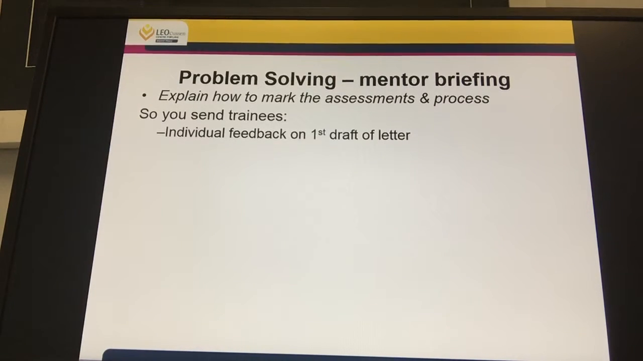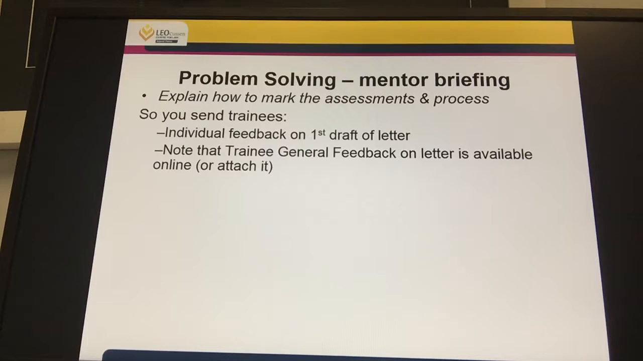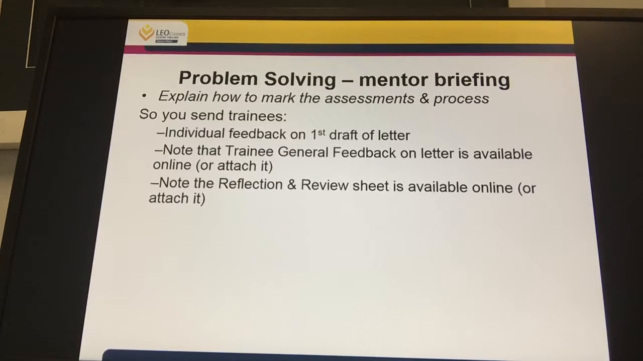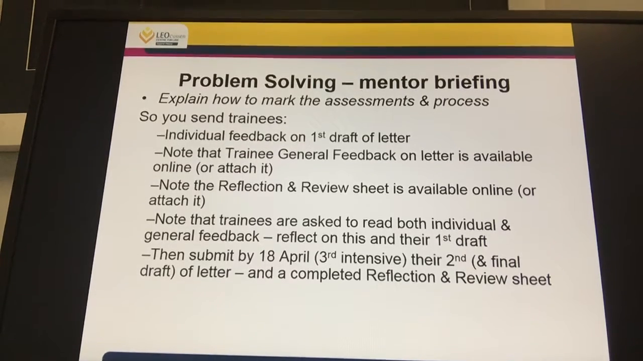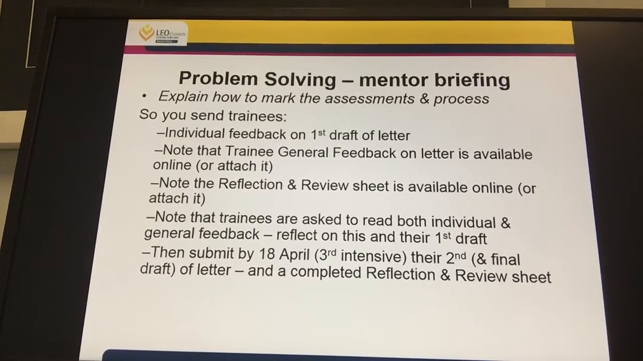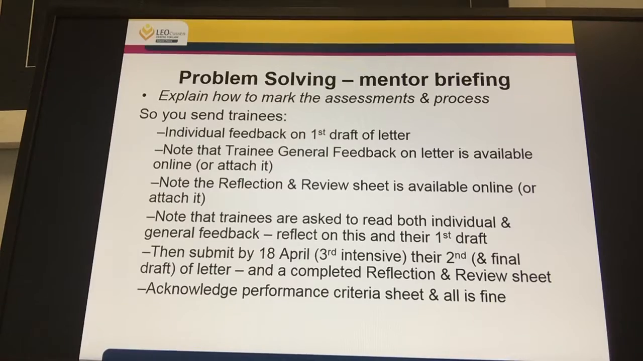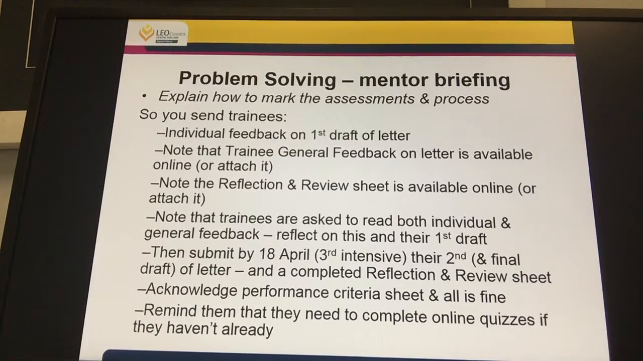What you send to your trainees initially is individual feedback on the first draft, however you want to do that. Note that the trainee general feedback on the letter is available online, or attach it. Note the reflection review sheet is available online, or attach it. The trainees are asked to read both individual and general feedback, reflect on this, and in their second draft, submit by the 18th of April, which is the third intensive, their second and final draft of the letter and a completed reflection sheet.